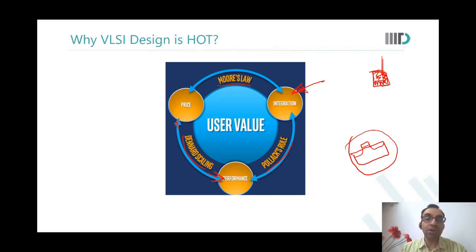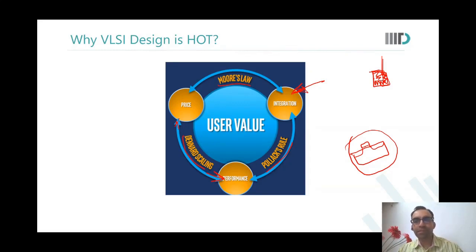And that is largely because of this virtuous loop that has set in, and that has changed the way we live today. This is the main reason why VLSI is so hot. Will it continue to remain hot? We don't know. But yeah, it is hot today.